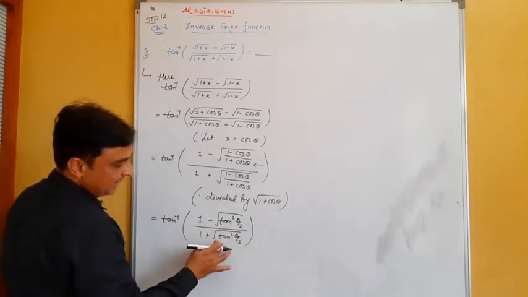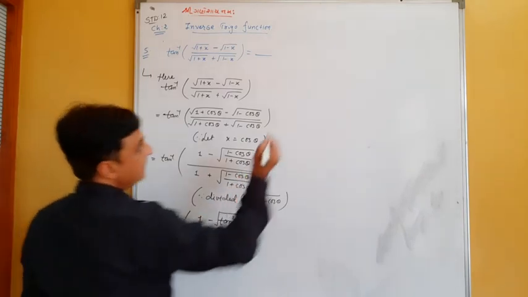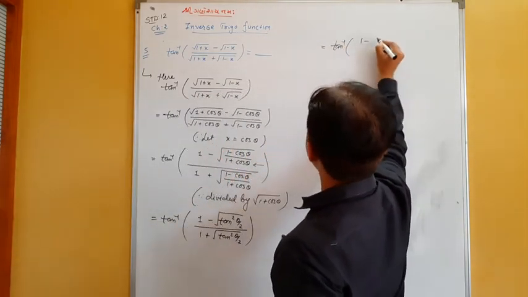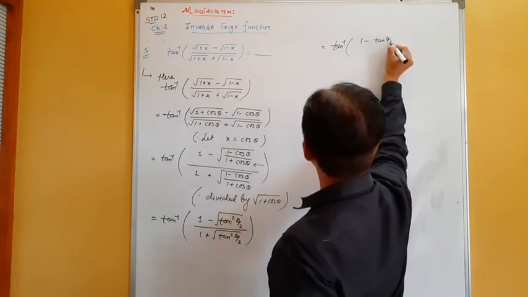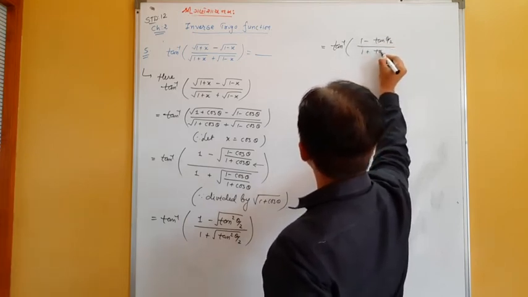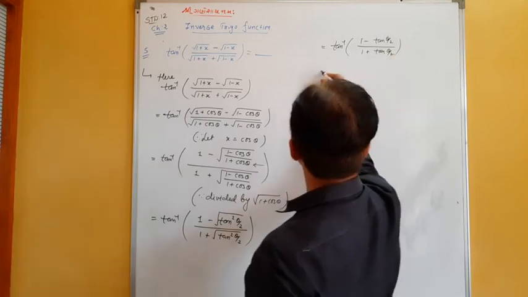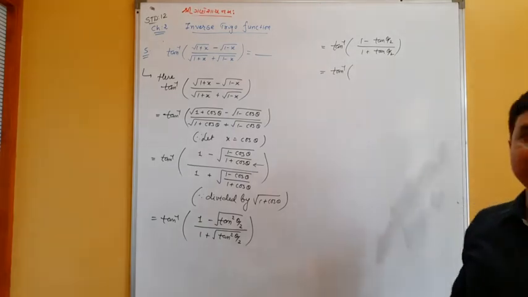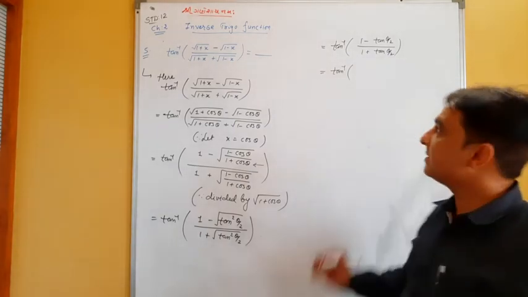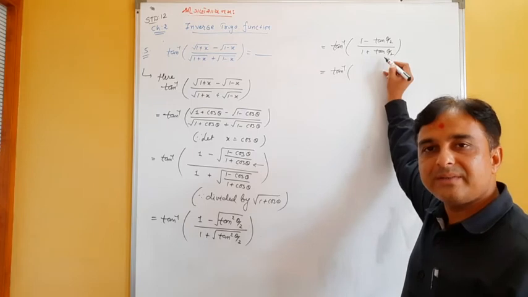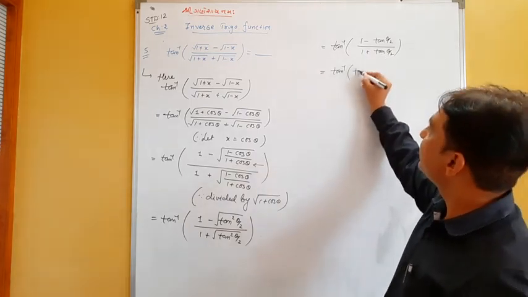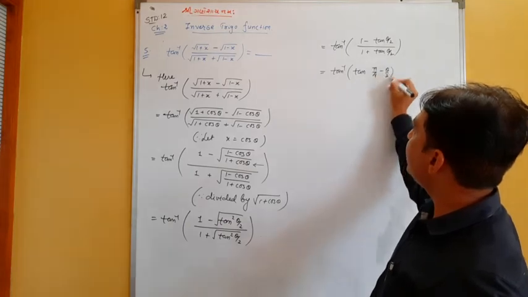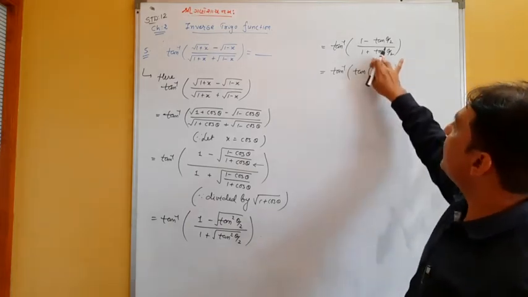Under root tan square theta by 2. If we are removing the root, what is the answer? 1 minus tan theta by 2 and 1 plus tan theta by 2. So tan inverse. Now for that, in the last lecture we have seen that (1 minus tan theta) upon (1 plus tan theta) is nothing but tan (pi by 4 minus theta by 2). Simplifying this gives this.